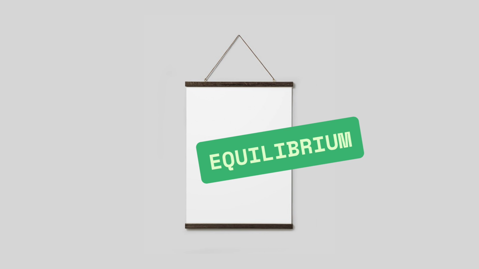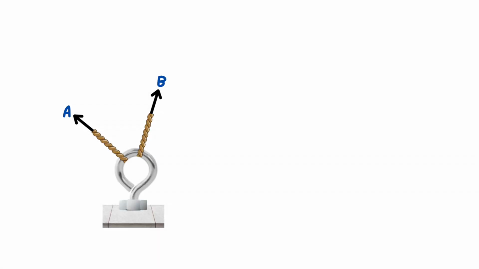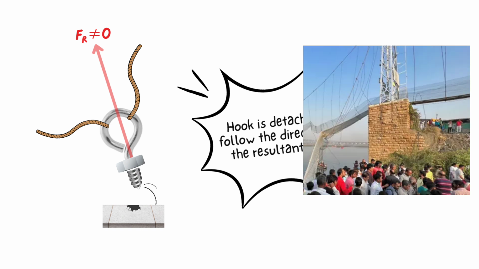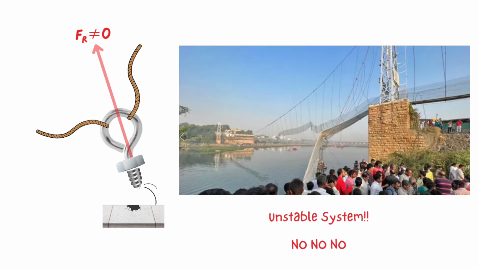Another way to look at the concept of equilibrium is by looking at this hook, which is connected with two tension cables. It looks stable for now, but if the combination of the forces from cable A and B resulted in some magnitude which is not zero, guess what will happen? Bada boom! The hook will be detached from the assembly to follow the direction of the resultant force. That is usually considered a failure in an engineering structure, where the whole system becomes unstable. We definitely do not want that to happen to any structure around us.